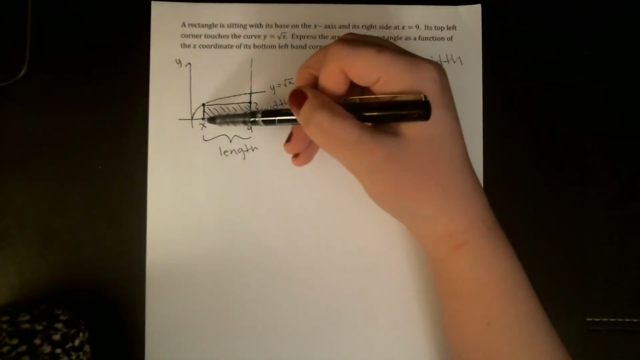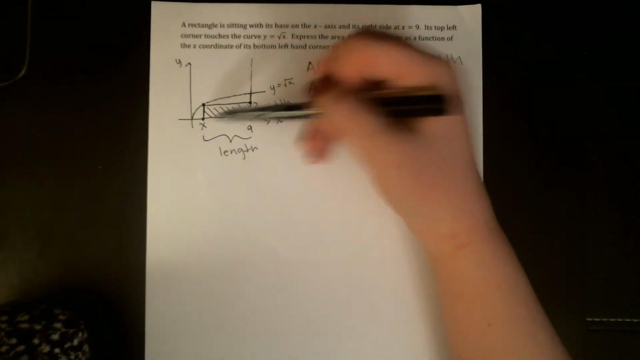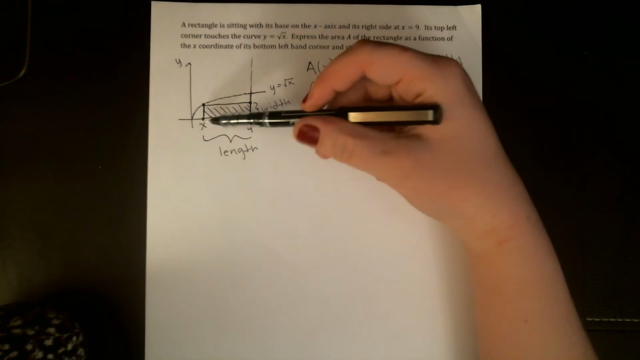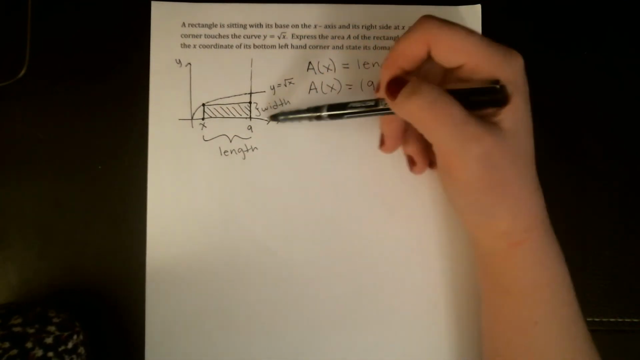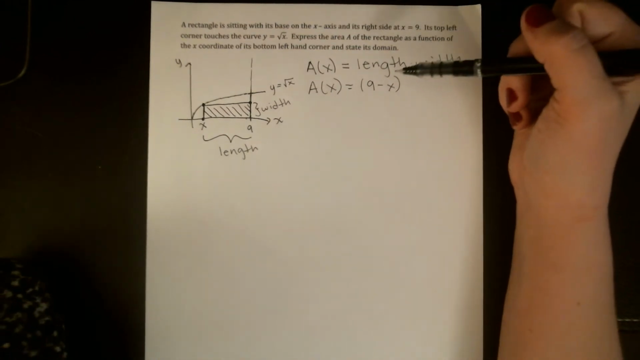Whatever x is, we want whatever is left over to get from there to 9. So if x is 1, the length of the rectangle is 8. If x is 2, the length of the rectangle will be 7, and so on.